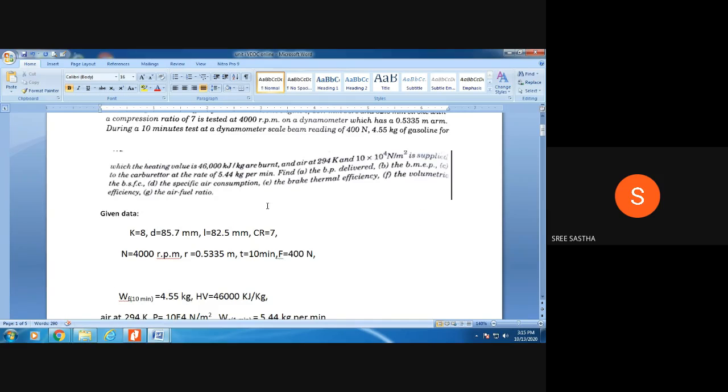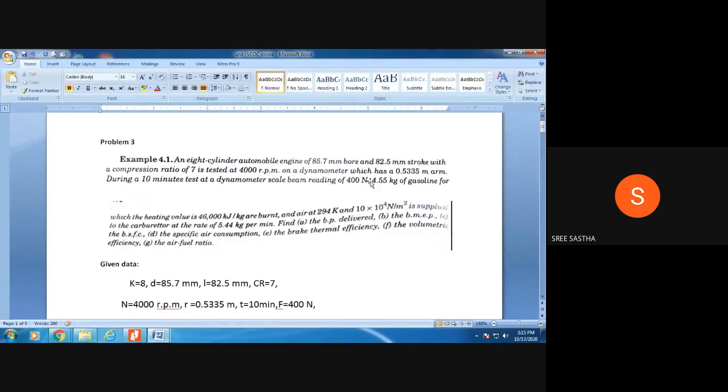See how many parameters he has asked: brake power, brake mean effective pressure, brake specific fuel consumption, specific air consumption, brake thermal and volumetric efficiency, air fuel ratio. He didn't ask about indicated power. Why not? Mechanical efficiency is not given. If mechanical efficiency is given, we can find indicated power also. See, I am not using this value.